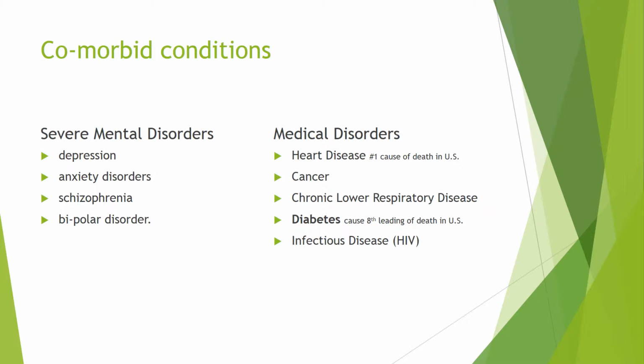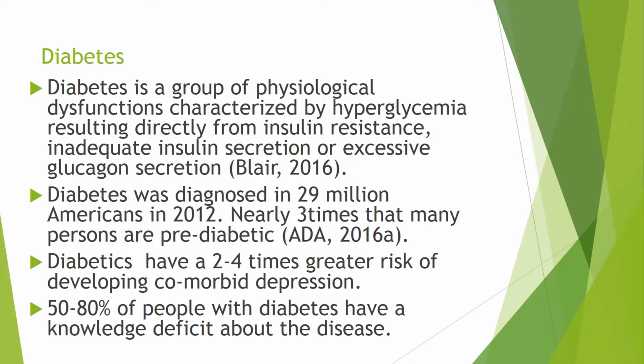The medical disorder that I'll be discussing with you today is diabetes. It is the 8th leading cause of death in the United States. And diabetes is one of those illnesses that affects patients with mental disorders such as depression, anxiety, schizophrenia, and bipolar disorders. Diabetes is a group of physiological dysfunctions characterized by hyperglycemia or high blood sugar, resulting directly from insulin resistance, metabolic syndrome, or inadequate insulin secretion, or excessive glucagon secretion.